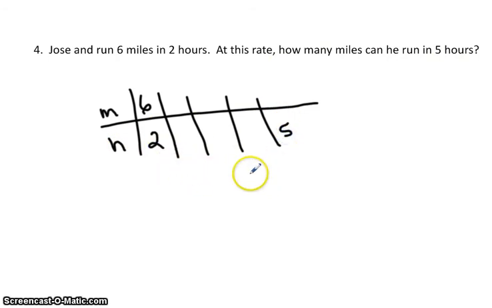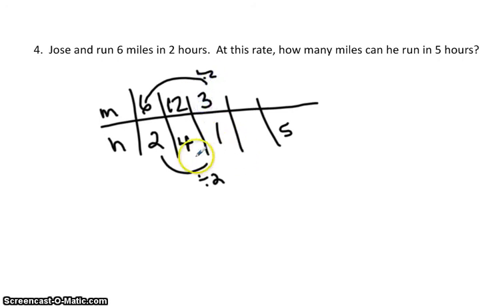In this problem, you cannot easily go from 2 to 5, so you have to let your ratio table do the work. Additionally, if I go ahead and I double this, and I double 2 to 4, and I double 6 to get to 12, if I double again, I'm way too much. So what I'm going to do is I'm going to go back to 2, and I'm going to go ahead and divide by 2. I'm going to find my unit rate. So 2 divided by 2 is 1. 6 divided by 2 is 3.